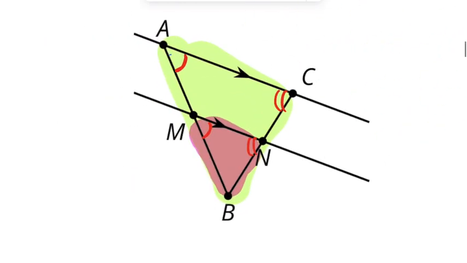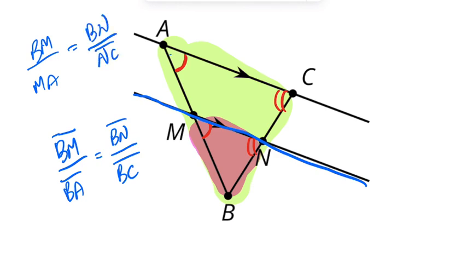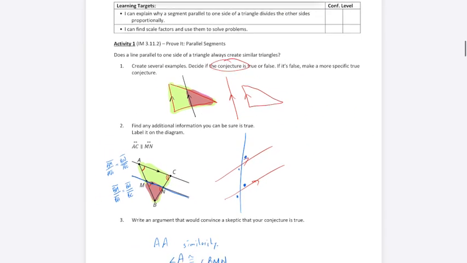So when we have this parallel line right here, that means that BM over BA is equal to BN over BC. Or you could say BM over MA is equivalent to BN over NC. There's a few different proportionality statements that you could write. All right, but that is activity numero uno.